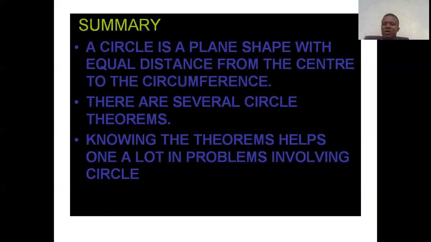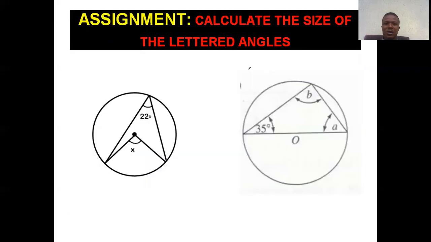All right, in summary, today we discussed circle theorems, and the circle is just a plane shape with equal distance from the center to any part of the circumference. There are several circle theorems, and we discussed one today. The circle theorem you've learned will now help you to solve so many problems. Knowing these theorems makes every solution in circle theorem quite simple, right?